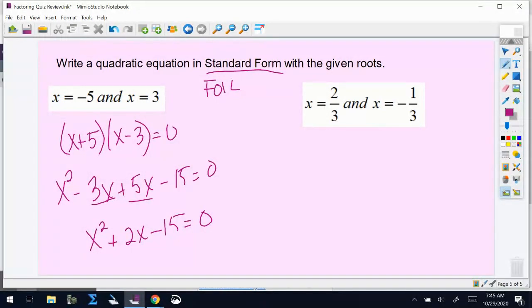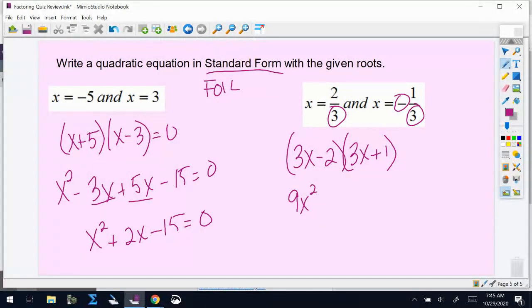For this one, so if 2/3 is a solution, so this becomes the coefficient of x, so 3x, and then it's going to be a minus 2. This one is also going to be 3x, but it's going to be a plus 1. The reason it's plus is you use the opposite sign. So I'm going to FOIL. So 3x times 3x is 9x squared.